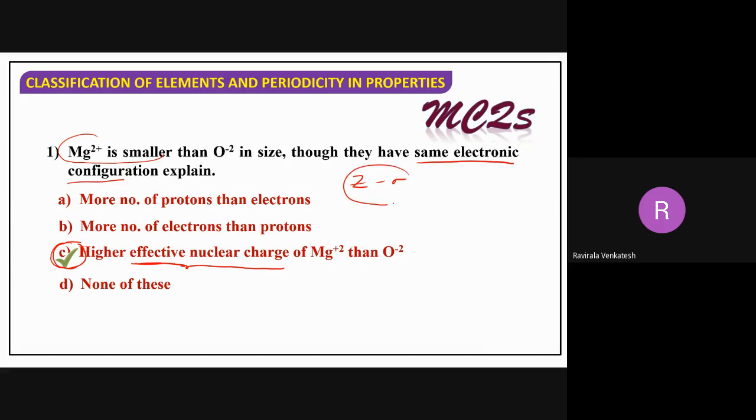In that case, what happens? Sigma constant will be, that is not in the syllabus. That is the reason I'm not specifying this one. So because of that, higher effective nuclear charge. You get higher effective nuclear charge when you have more number of protons. But the answer must be effective nuclear charge, don't say it by the protons.